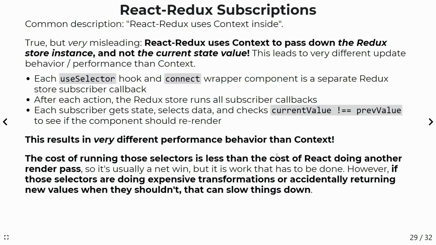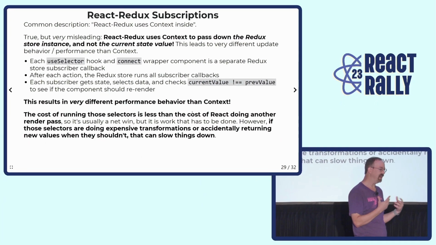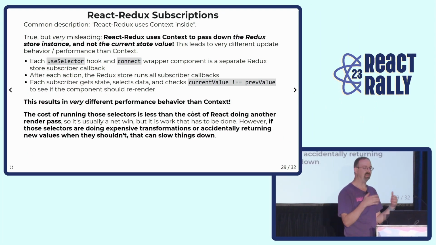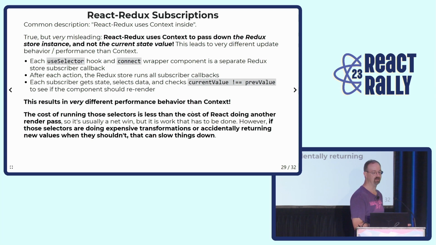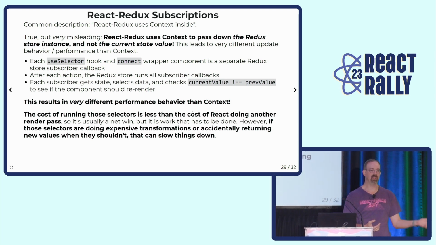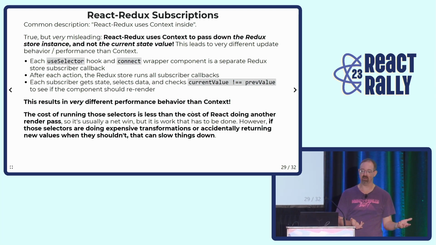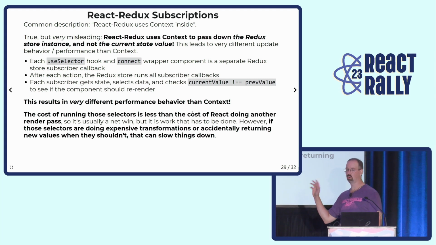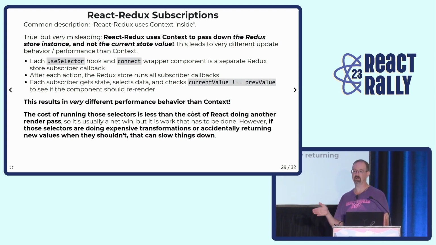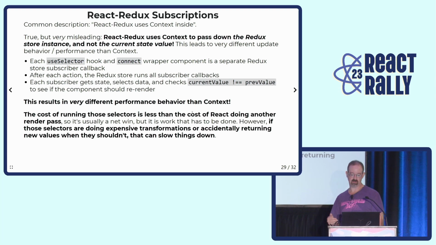So what about React Redux? I often hear people say React Redux uses context inside, and that's technically true, but also very misleading. React Redux has always used a different approach. It's basically an event emitter. Components subscribe to the store, wait for an event to be dispatched, and then get the state and diff it themselves to see if they should re-render. So every component that uses React Redux subscribes to the store, and this results in very different performance behavior than context. So normally, subscribing to the store is cheaper than re-rendering. It's okay to have lots of useSelectors in the app.